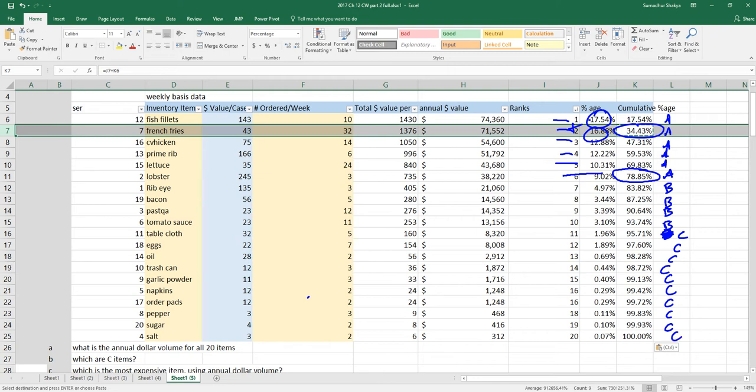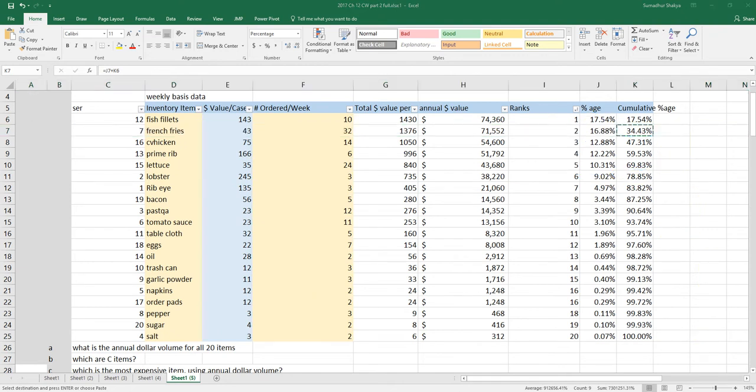So you can see the number of items that contribute the majority of sales is very few. The number of items that contribute very little, but there are too many of them, that's category C, and anything in between is category B. So let's categorize that.